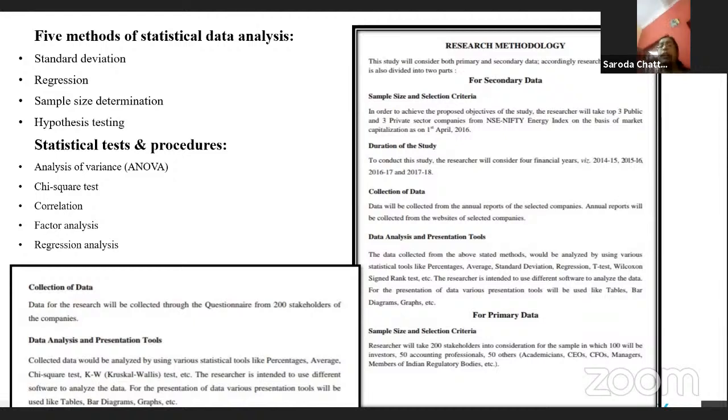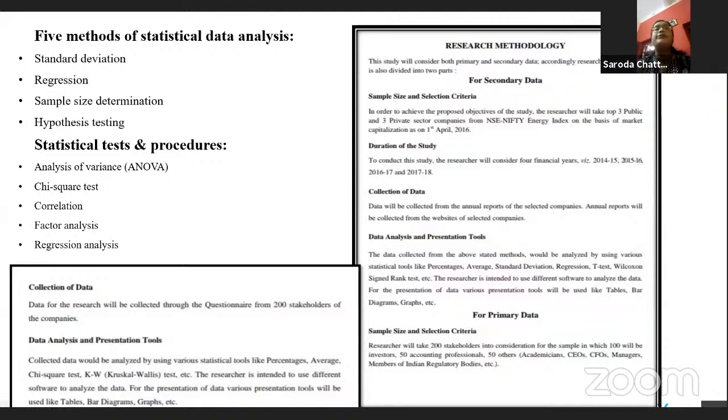Another important thing is that with the help of research methodology, the research paper gets a new arena. Why? Because it is the data analysis portion. The research methodology is that portion by the help of which the researcher can show what he actually wanted to do, what he actually wanted to focus on in his research paper.